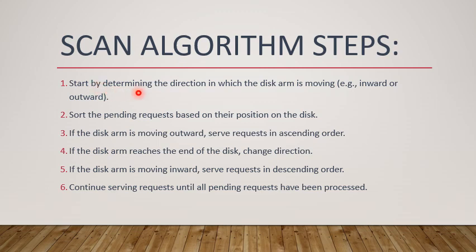So it starts by determining the direction in which the disk arm is moving, for example inward or outward. Sort the pending requests based on the position on the disk. If the disk arm is moving outward, serve requests in ascending order. If the disk arm reaches the end of the disk, then change the direction. If the disk arm is moving inward, serve requests in descending order. Continue serving requests until all pending requests have been processed.